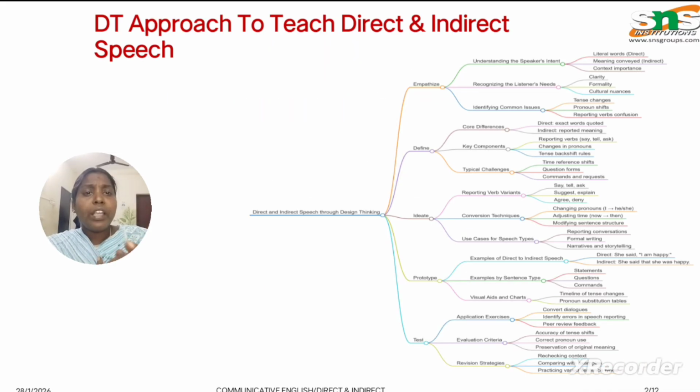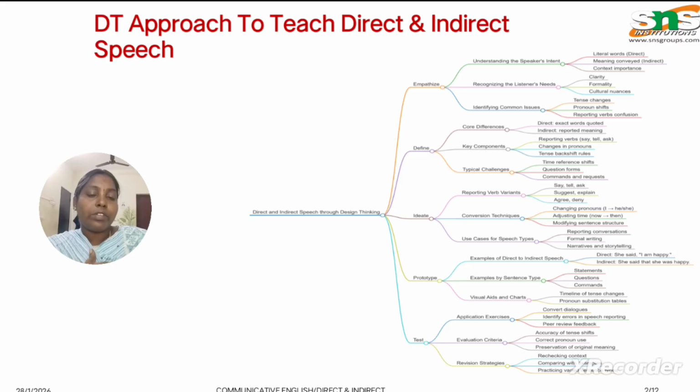So reporting speech can be divided into two parts. What is called reporting speech? What has happened, that is what we convey to somebody else, and that is called reporting speech. This reporting speech has two divisions: one is direct speech and another one is indirect speech. In direct speech, we are using the actual words of the speaker. In indirect speech, we are conveying the message by using our own words to convey the meaning of the person.